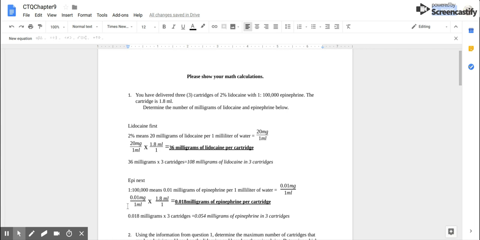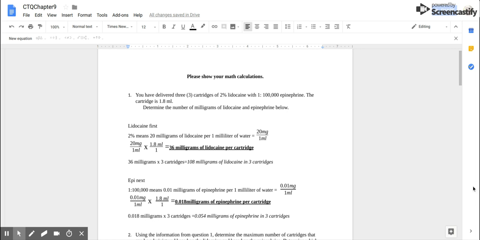But don't stop there because that's per cartridge. Go back up, read the question, 3 cartridges. So then you need to take the amount per cartridge, multiply it by 3 cartridges, and you'll get 0.054 milligrams of epinephrine in 3 cartridges. Now, what if, for example, we delivered half a cartridge? So when you deliver less than 1 cartridge, you'll need to divide in this equation right here. If you deliver more than 1 cartridge, that's when you need to multiply, as we've demonstrated here.